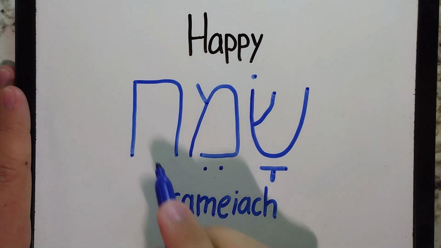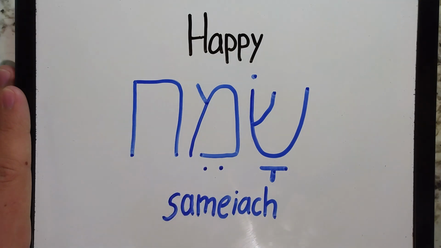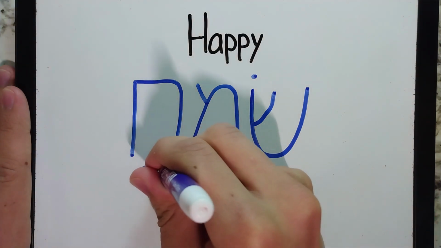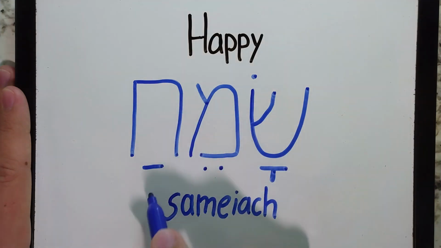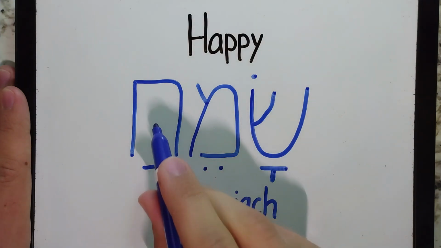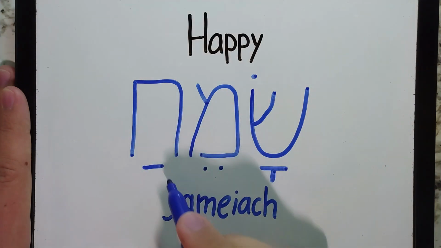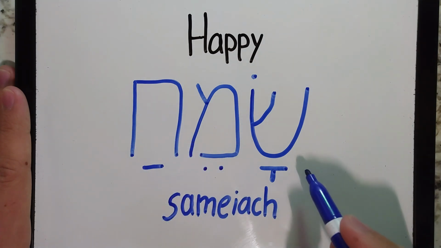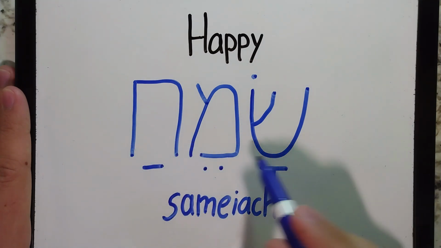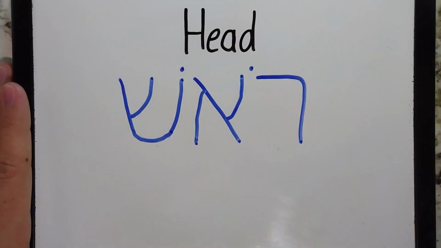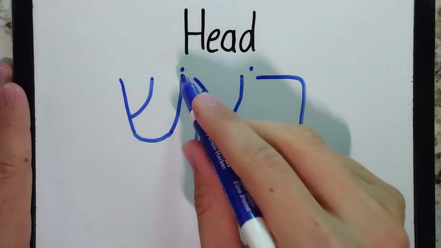Now remember, a chet at the end of a word cannot be preceded by a vowel that is not an ah sound. When that happens, we have to put a patach under the chet, and the patach sound comes before the chet sound, and so this is pronounced ach. Sameach, happy.